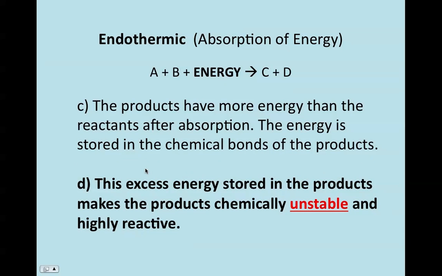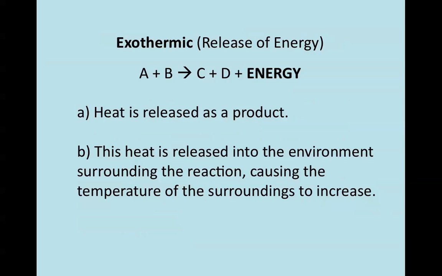Now, the products have more energy than the reactants after, again, the reactants have absorbed this energy for the reaction to take place. The energy is stored in the chemical bonds of the products. Now, this is excess energy, so this causes the products to be chemically unstable and highly reactive.